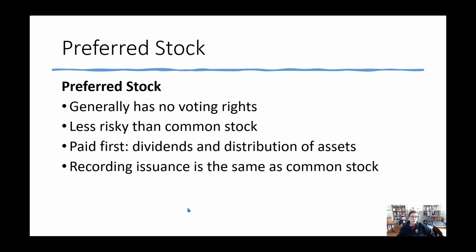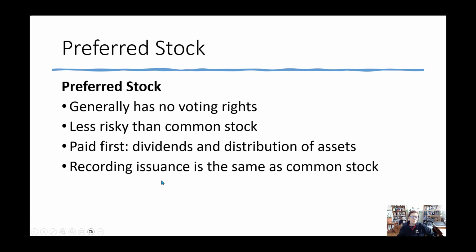Now let's talk about preferred stock. Preferred stock is a different type of stock. Generally, preferred stockholders give up their voting rights. It's a little less risky than common stock because preferred stockholders are paid first, both in dividends and distribution of assets. So if the corporation pays dividends, they have to pay dividends to the preferred stockholders, then they can pay dividends to the common stockholders. And if it turned out that the company was liquidated, preferred stockholders get paid before common stockholders.